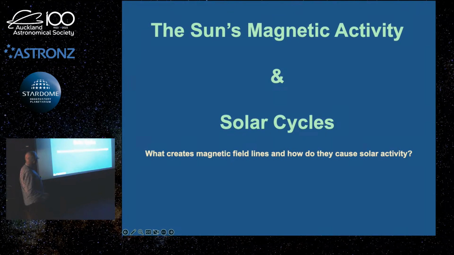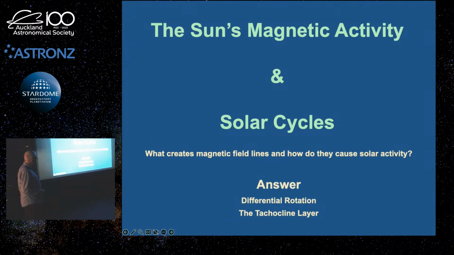Okay, so we're now going to move on. We're going to talk about the Sun's magnetic activity and the cycles of the Sun, the solar cycles. And the question we should be asking ourselves at this point is, what creates magnetic field lines and how do they cause solar activity and ultimately the beautiful aurora that we see? And the answer is two things we're going to talk about: differential rotation, which I've already given you a spoiler alert on, and the tachocline layer. We're going to look at these two things now.